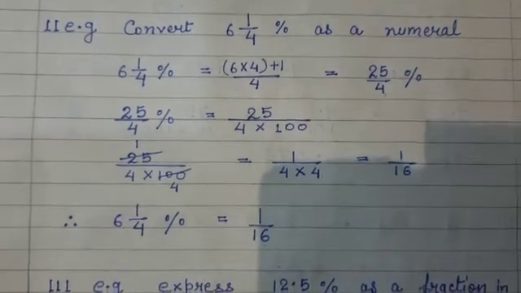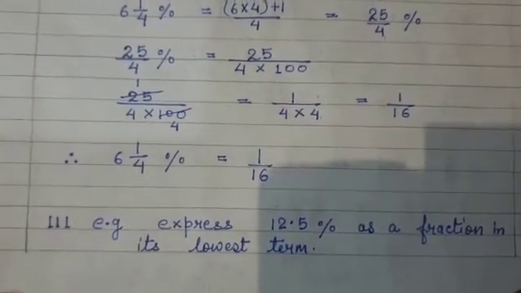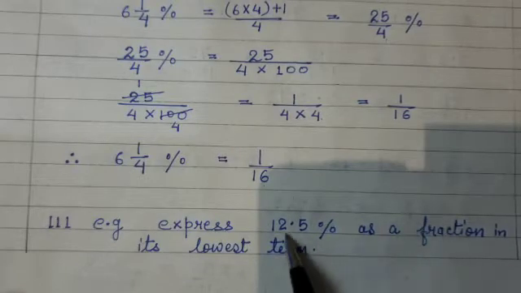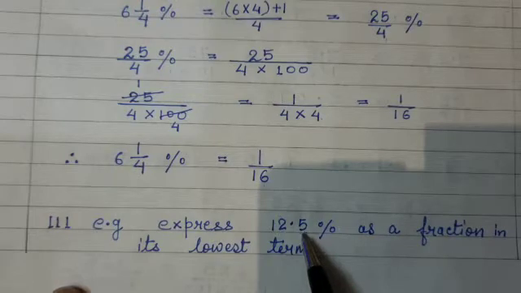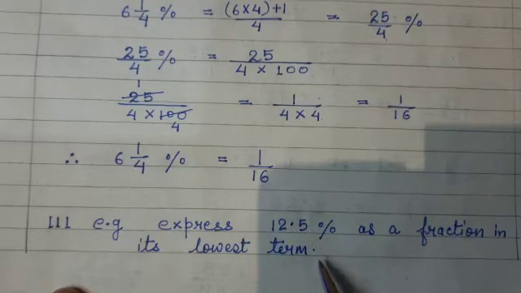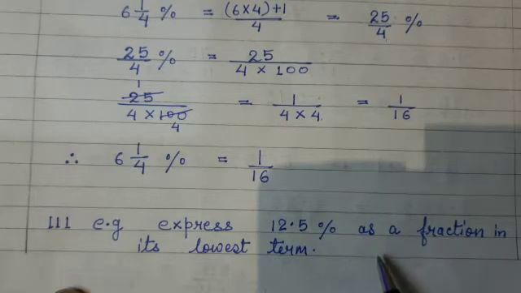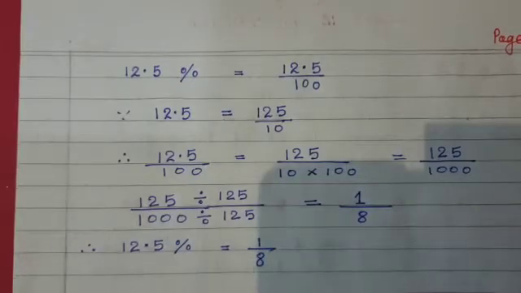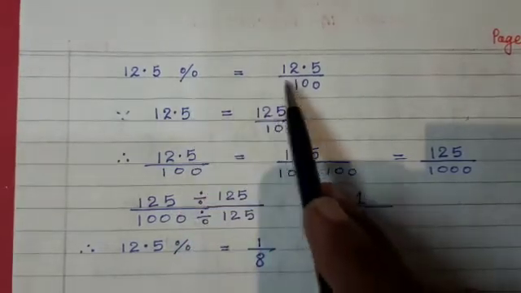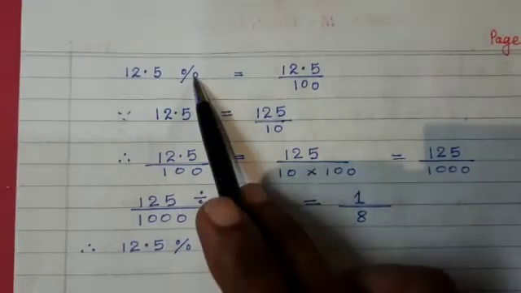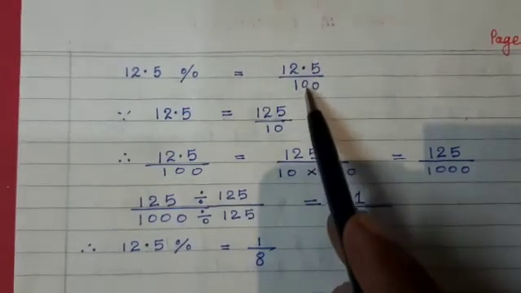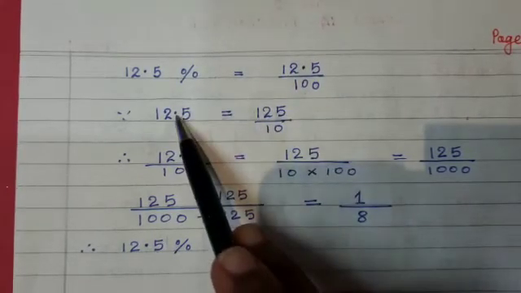See another example, express 12.5% as a fraction in its lowest term. Here, the amount in percentage is given in decimal form. So in the first step, we need to convert this amount, which is given in decimal form, into a fraction form. After that, we need to convert this percentage into a fraction. Now 12.5% means 12.5 upon 100. After removing this symbol, we need to divide this amount by 100.